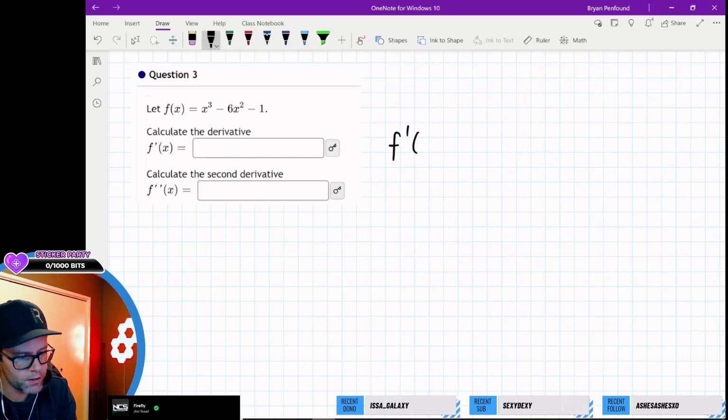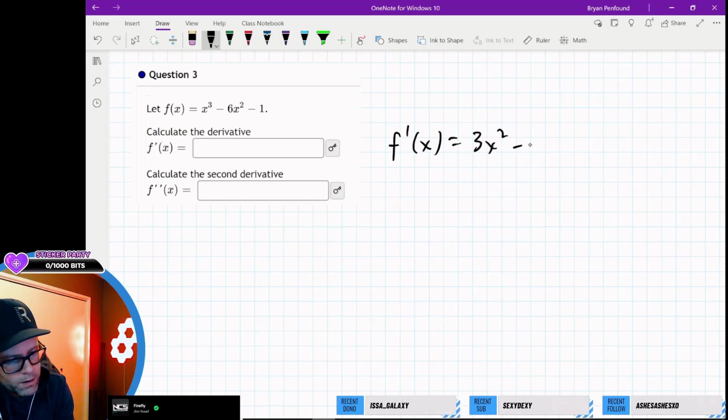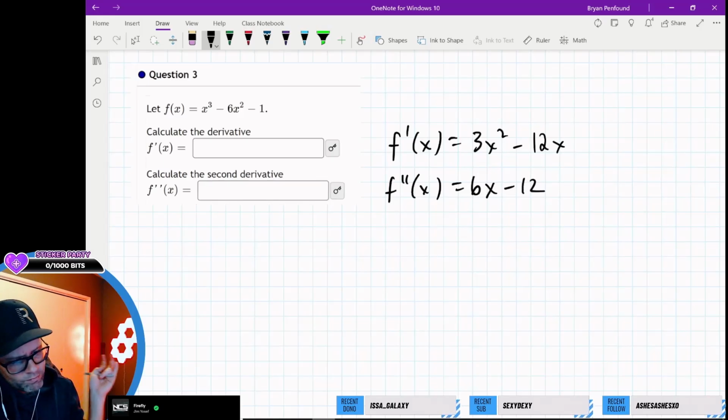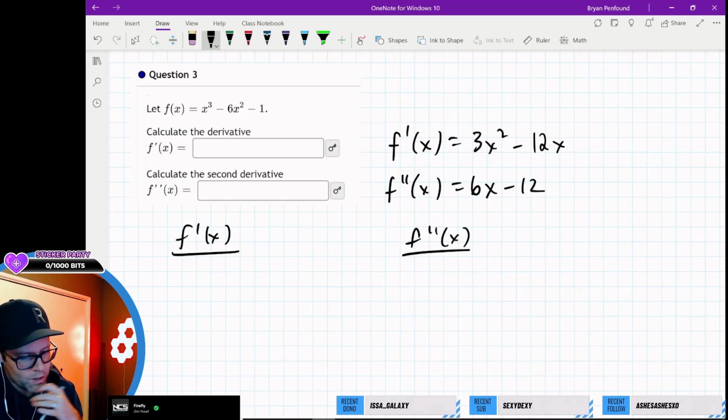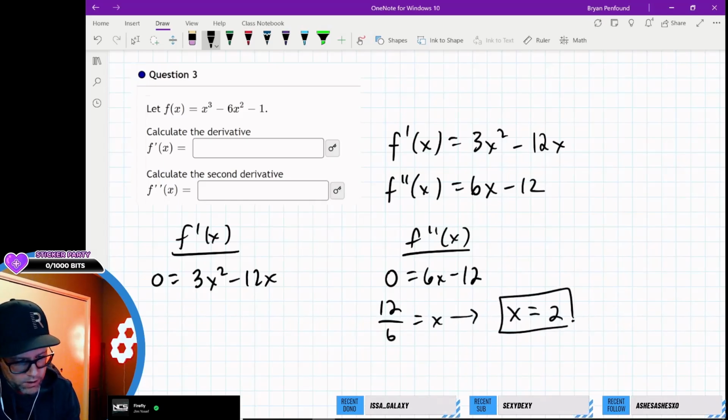All right, let's pop off some derivatives and find some critical values here. If we're looking at the first derivative, we got 3x squared minus 12x, and our second derivative should be 6x minus 12. I'm going to just do the critical values for both my derivatives right off the bat. We'll probably need these anyway. For the second derivative, we get 12 over 6 is equal to x, which implies that x is equal to 2 as a potential inflection point.